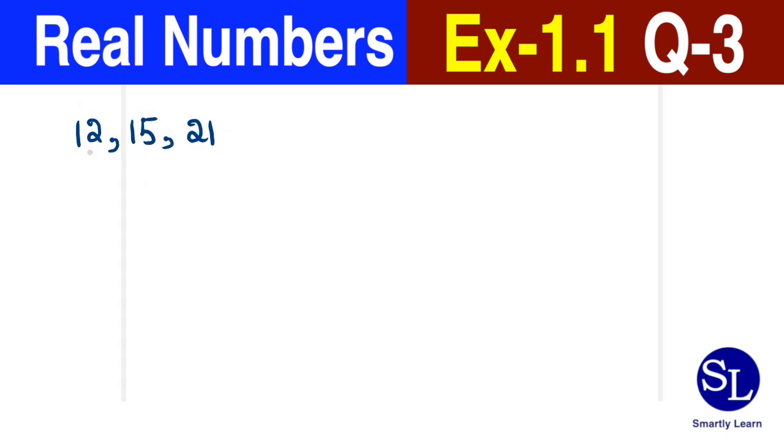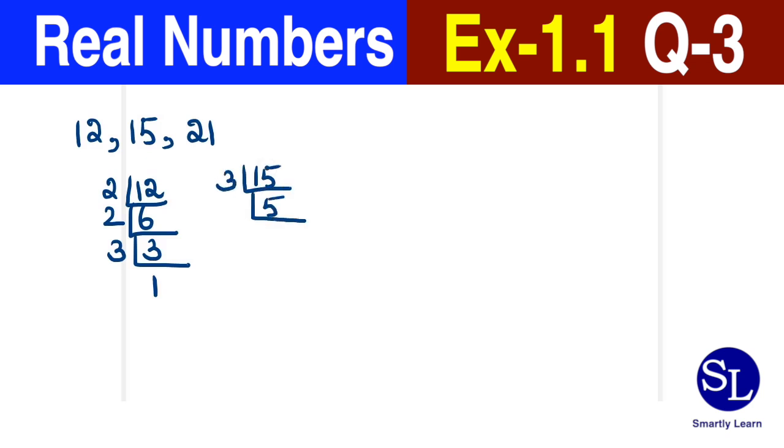So let's do the prime factorization for 12. In this case, 12 when I divide by 2, I get 6. Divide again by 2, 3. Divide again by 3, 1. Now let's divide 15. 15 divided by 3 gives 5. Divide by 5, you get 1. Now for 21, you divide by 3, you get 7. So this is a prime number. Divide again, you get 1.